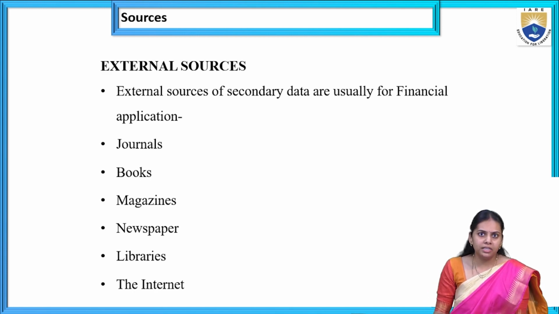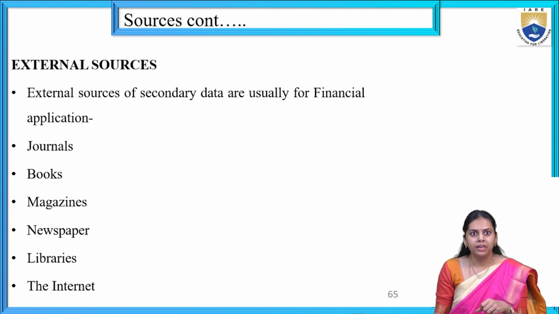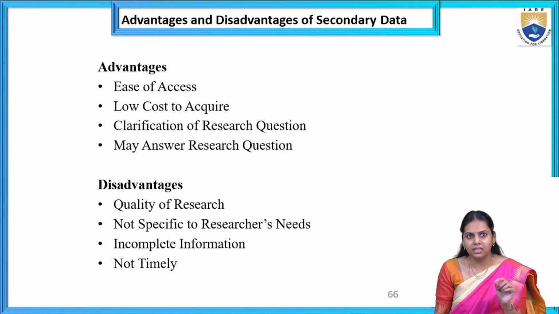What are the sources included in it? External sources. External sources of secondary data are usually for financial applications, either journals, books, magazines, newspapers, libraries, or the internet. All these are the external sources of secondary data, usually for financial applications, because a paid journal or a book, we use it for the financial part.